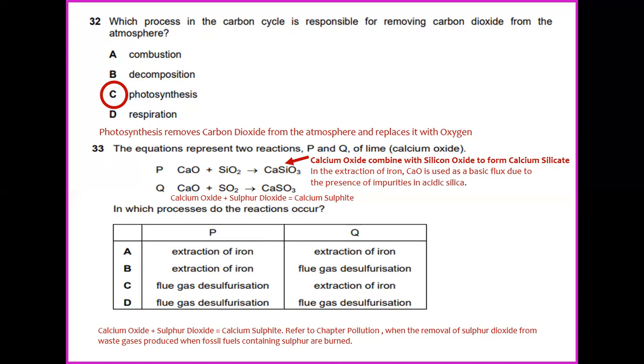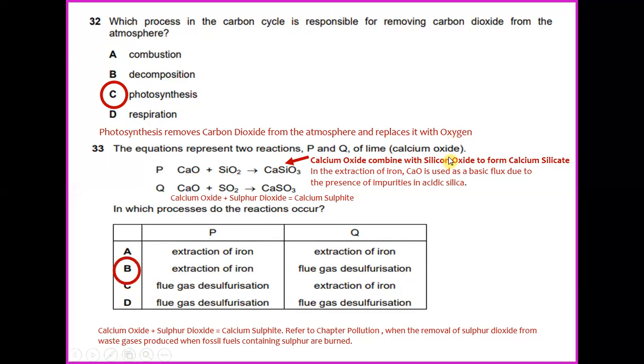And Q is calcium oxide combined with sulfur dioxide to form calcium sulfate. So refer to the chapter on pollution, the removal of sulfur dioxide from the waste gas produced when fossil fuel containing sulfur is burned. So in this condition, in which process does the reaction occur? So the answer would be B.